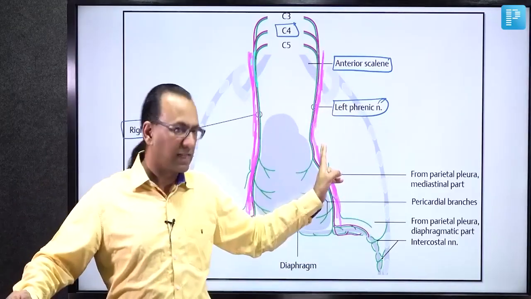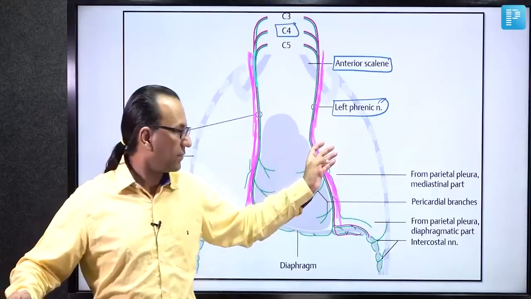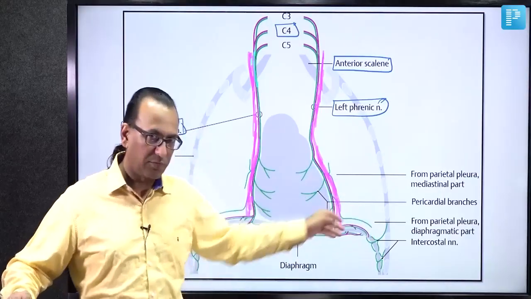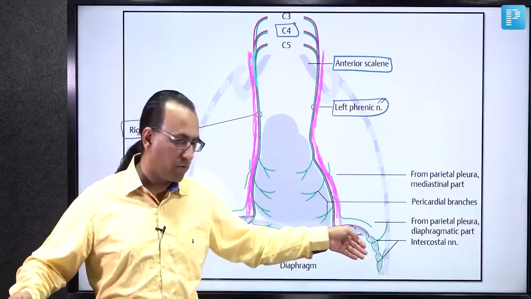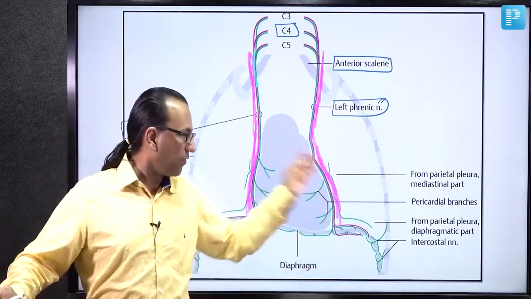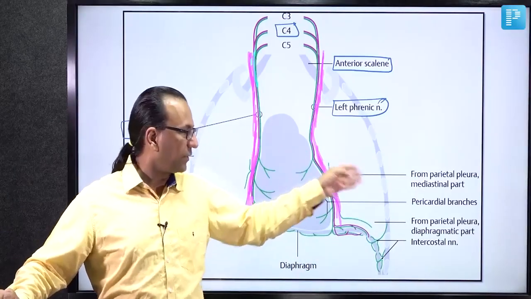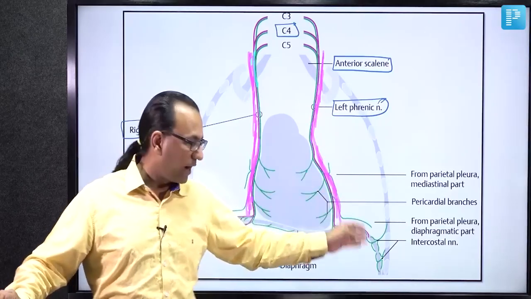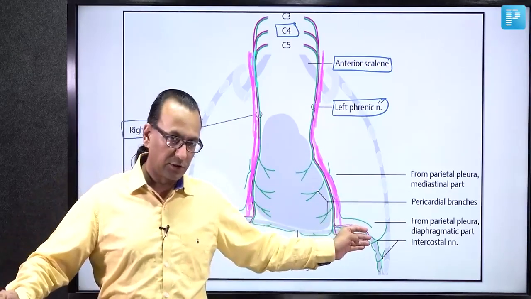The phrenic nerve is sensory also to the pericardium and the pleura, the mediastinal pleura, and also to the central portion of the diaphragm and the central portion of the peritoneum under the diaphragm. It can carry the pain of pericarditis, the pain of pleuritis, mediastinal pleuritis, and also central peritonitis.